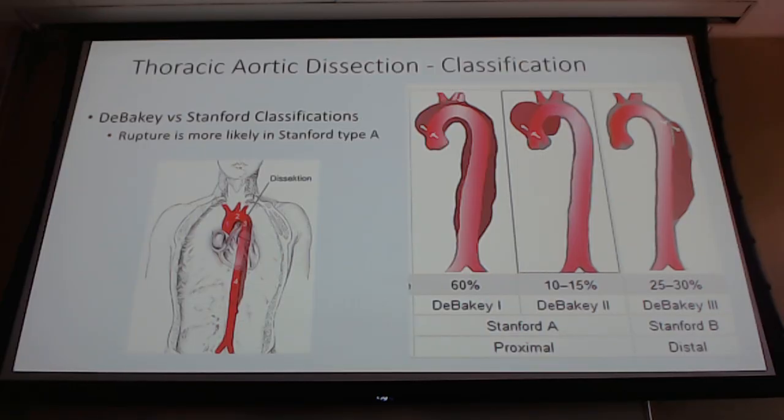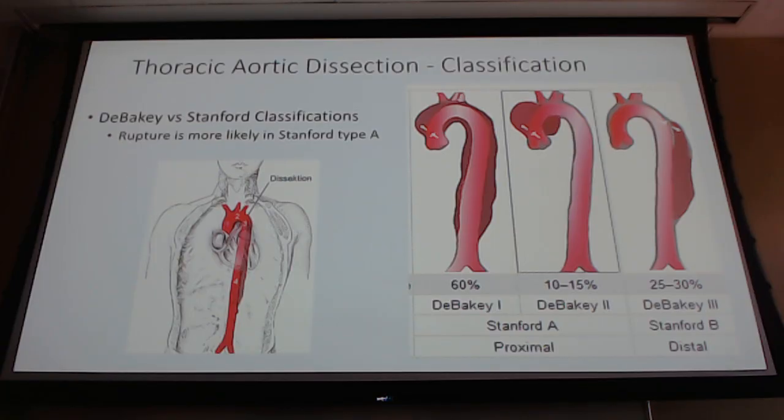All right. So classifications. There are two main classifications that we go by, either DeBakey or Stanford. DeBakey 1 is very, very proximal. It is the aortic root. This is what is attached to your heart. 2 is a little bit further up. It may include the root, but it includes part of the arch.